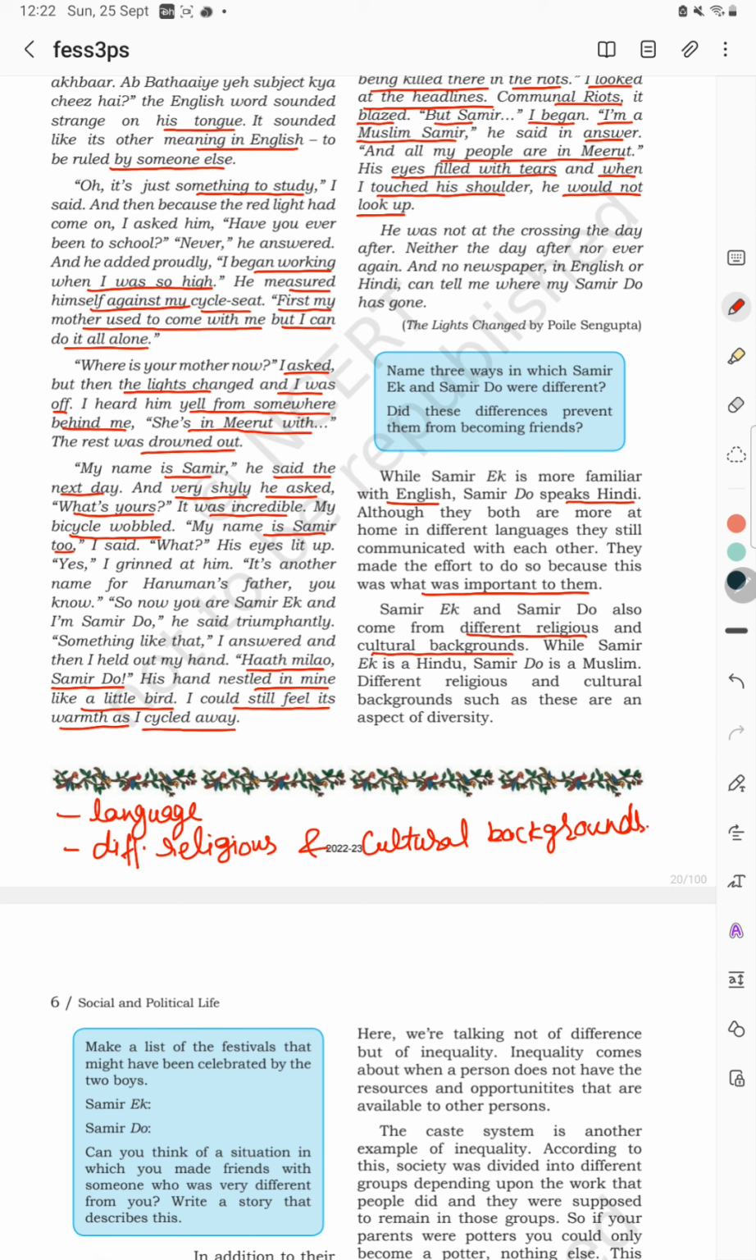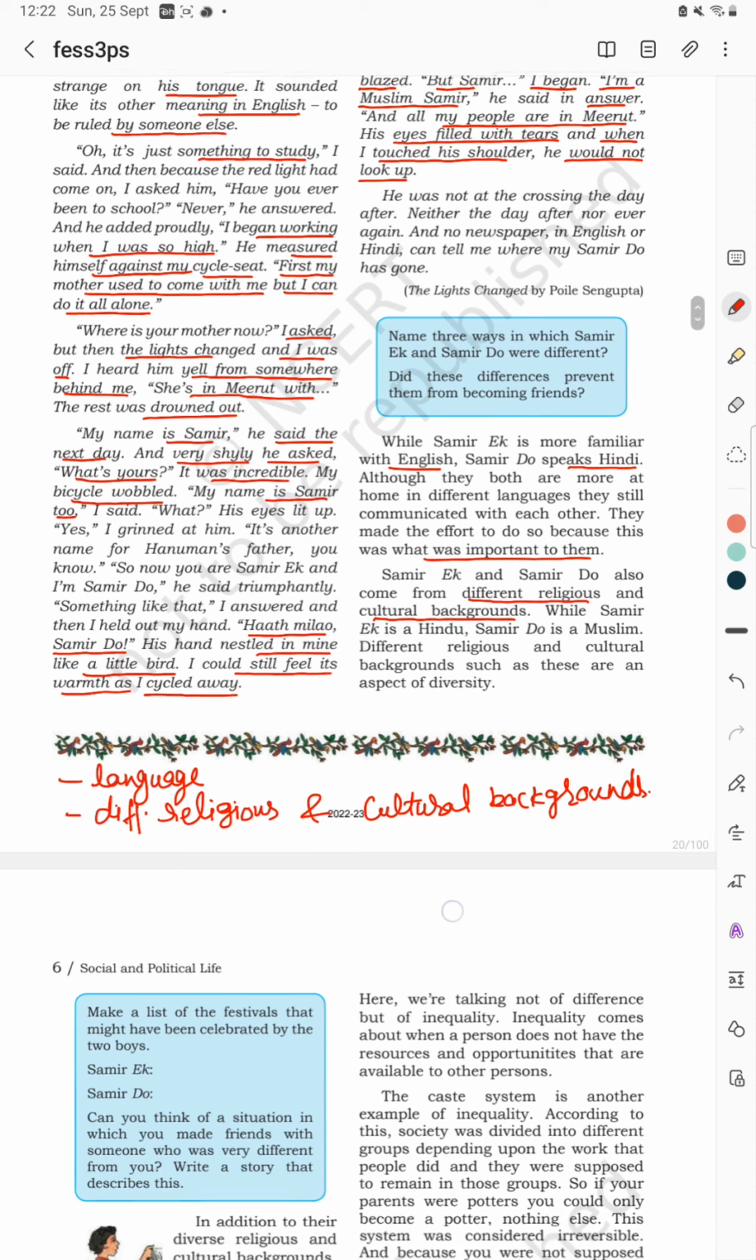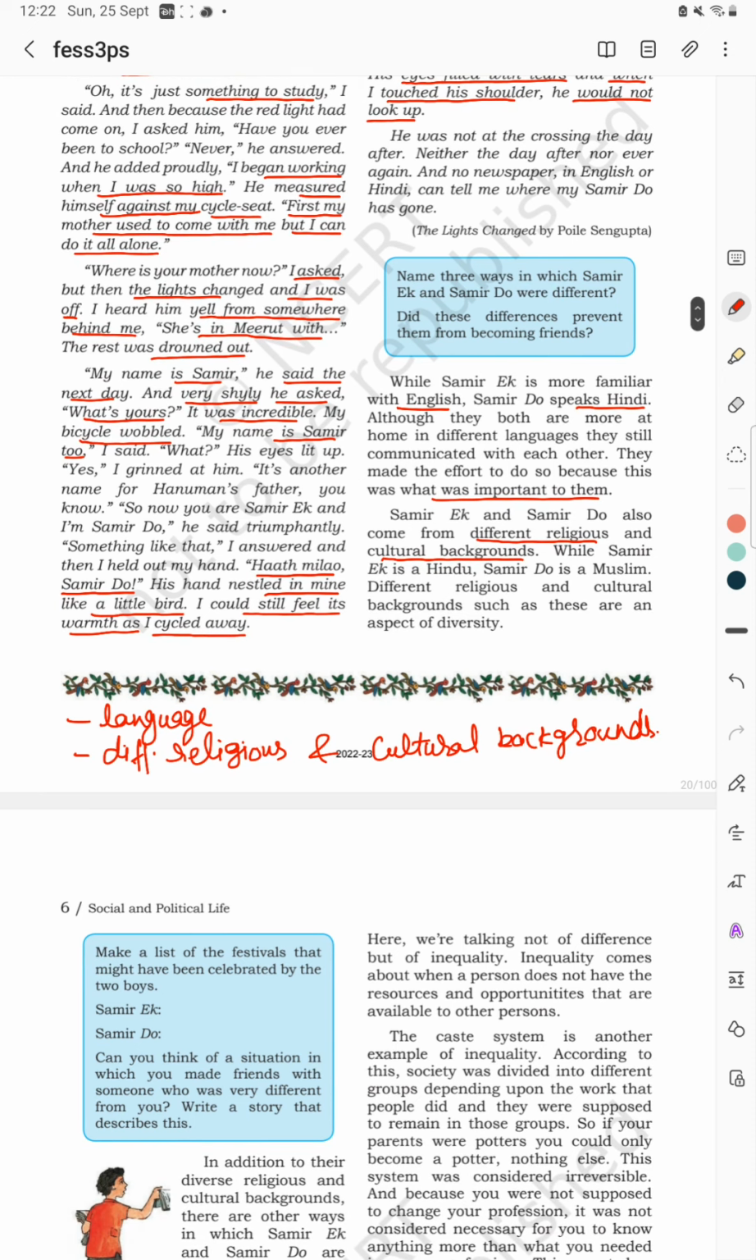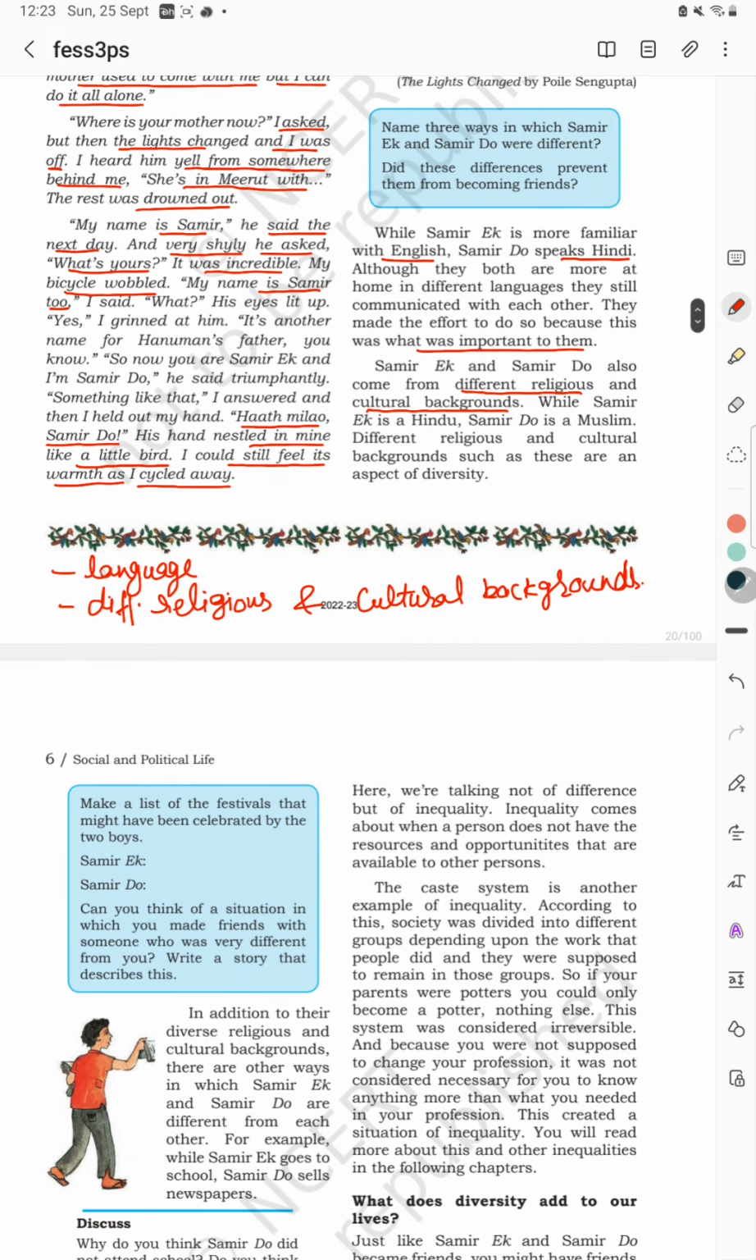So Sameer Ek is Hindu, Sameer Do is a Muslim. So different religious and cultural backgrounds such as these are an aspect of diversity. So language is one aspect of diversity, and different religious and cultural backgrounds is one aspect of diversity.